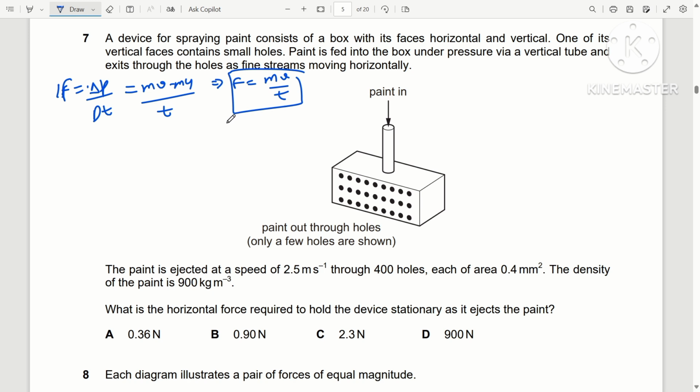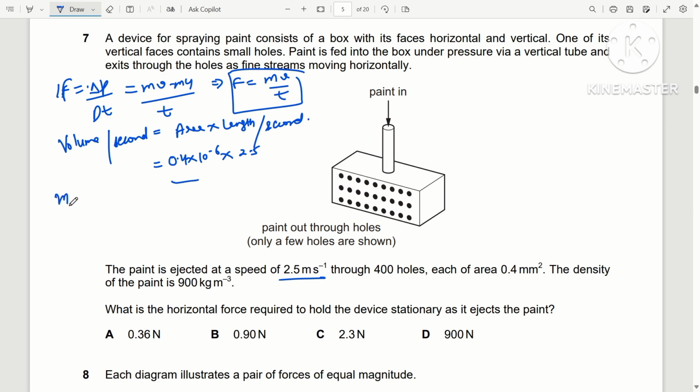Now see, if we take the volume per second, it will be equal to area into length per second, and length per second is speed, nothing else. So it is equal to 0.4 mm square, converted to meter square that is 10 raised to power minus 6, into 2.5. So this will be the volume per second for one hole.